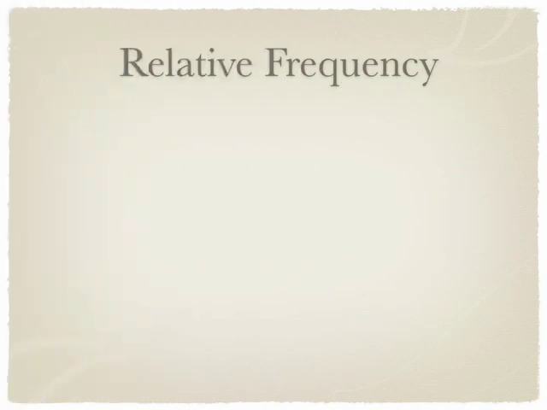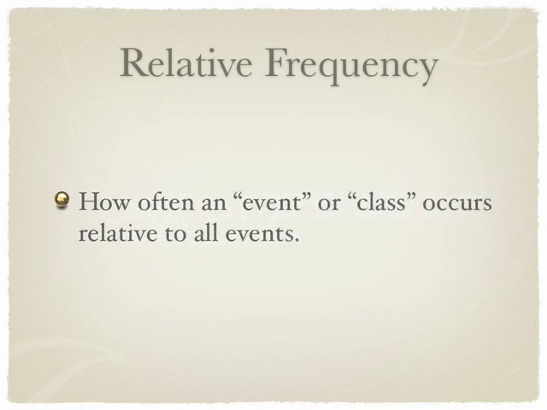So we have relative frequency: how often an event or class occurs relative to all other events. In this case, how often is it to get a 5 relative to all other events, which is rolling a 6, rolling a 7, so on and so forth.